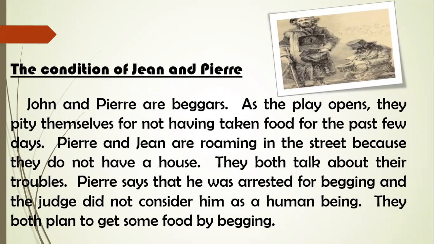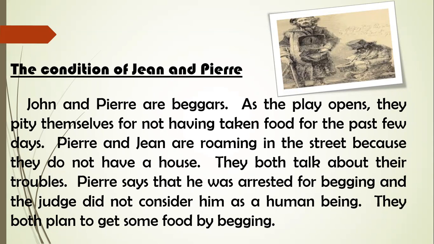Okay, so this is what exactly happens. This is the condition of Jean and Perry. I have not written it in a dialogue form, but made it into a different section so that you can understand the lesson more properly. Jane and Perry are actually beggars, vagabonds, and the play opens.